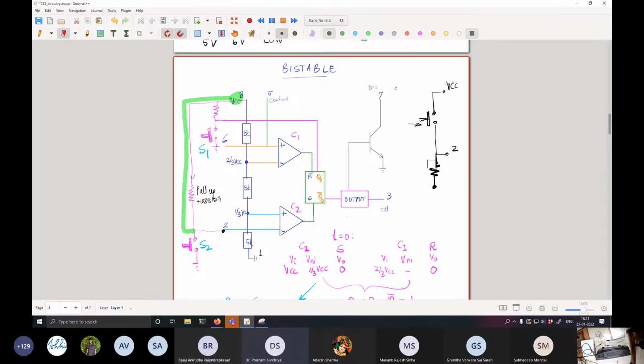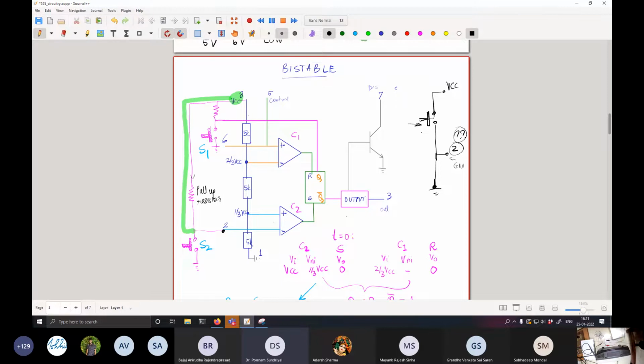If this resistor is not there, right now it is at ground, no problem. This is at ground. But when I close this, then what will be the voltage over here? Who knows? Do you understand why it is required? This should be clear. If you have doubt, you ask again.